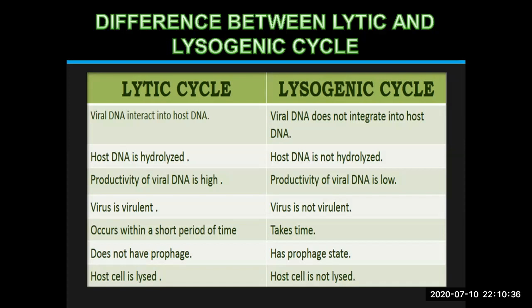Lytic cycle occurs within a short period of time. Lysogenic cycle takes time. Lytic cycle does not have a prophage state. Lysogenic cycle has a prophage state. In lytic cycle, host cell is lysed. In lysogenic cycle, host cell is not lysed.